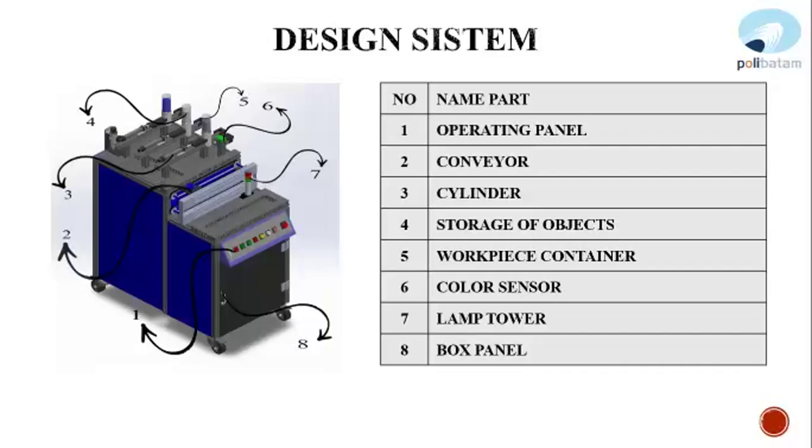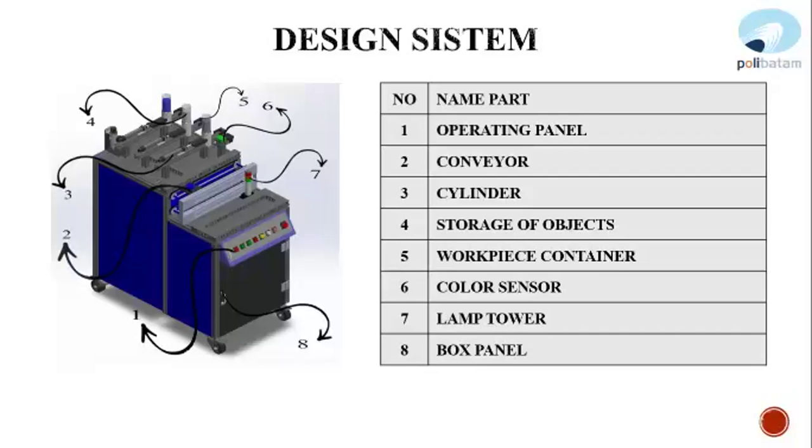At number 7, lamp tower. The lamp tower serves as an indicator for running, stop, and problem conditions. There are three colors of light. Red light indicating the machine stopped, orange light indicating the machine is standby, and green light indicating the machine operating.